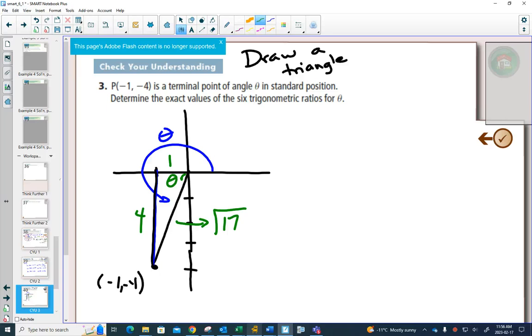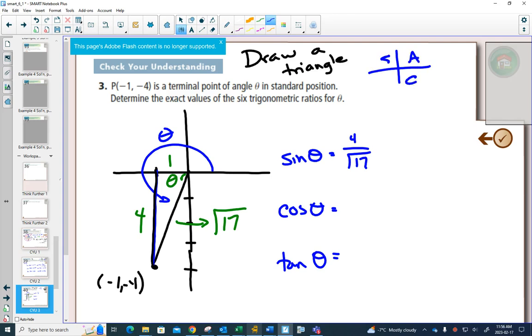And now that we've drawn that triangle, we can do sine of theta, cos of theta, and tan of theta. Because you know from grade 10 trigonometry that sine is the opposite over the hypotenuse. I look at my reference angle, my opposite side is 4, my hypotenuse is the square root of 17, but then from grade 11, I know from my CAST rule that since I'm in quadrant 3, it has to be negative.